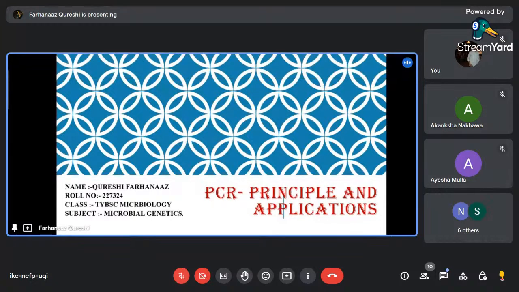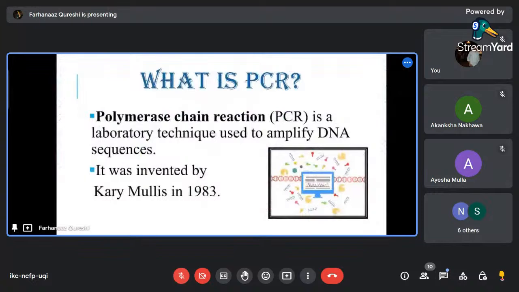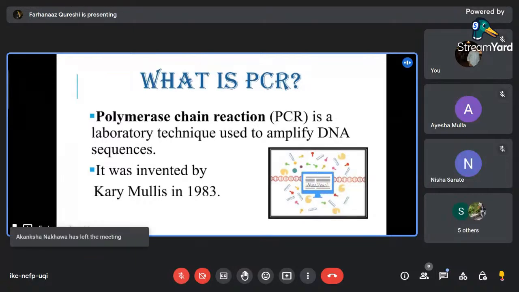So let's start with what is PCR. PCR is the polymerase chain reaction. It is a technique used in molecular biology to create several copies of certain DNA segments, or a laboratory technique used to amplify DNA sequences. This technique was developed in 1983 by Kary Mullis, an American biochemist. PCR has made it possible to generate millions of copies of a small segment of DNA.